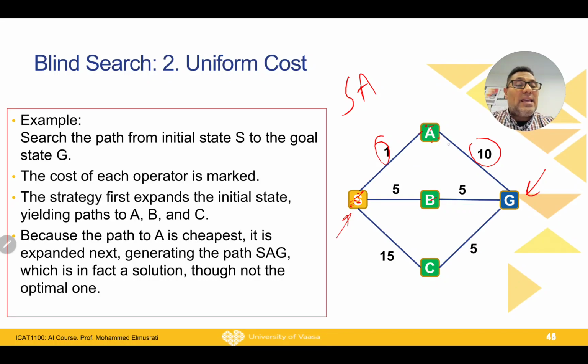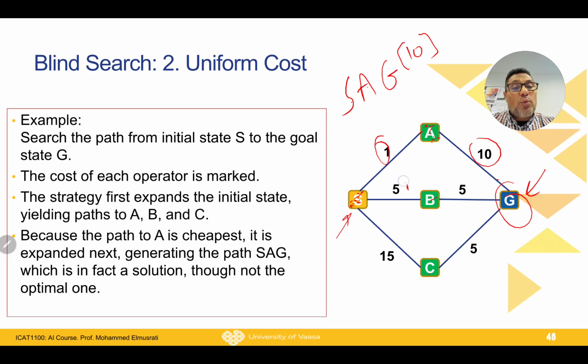Once we expand A, we reach J. So now we have SAJ. What is the total cost here? It is 10. We keep it here. Do we need to expand more? If we look, yes. Here we have 5. Remember, we didn't check for the goal state yet. Once we come to A, we check A. Is A the goal state? No, then we expand it to 10. Then we have J. Now we don't expand J, and we don't check it yet.